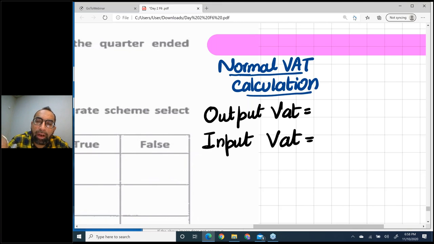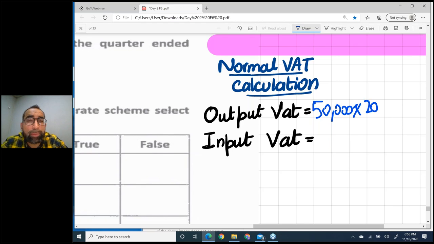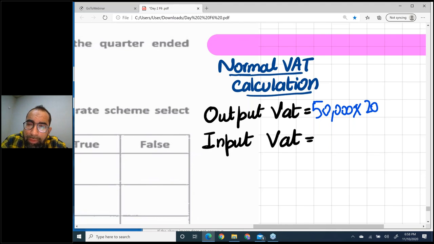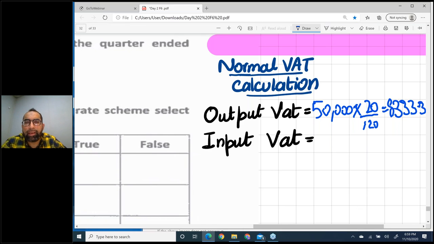So how much is your output VAT? You have standard rated sales of 50,000, and for standard rated sales, yes, we have to calculate output VAT. Do you remember? It's inclusive. They have written inclusive. So for inclusive, you write 20 upon 120. I hope this is basically an F3 topic. Come on, 50,000 into 20 upon 120 is how much? 8,333.3. Okay, this is output VAT.